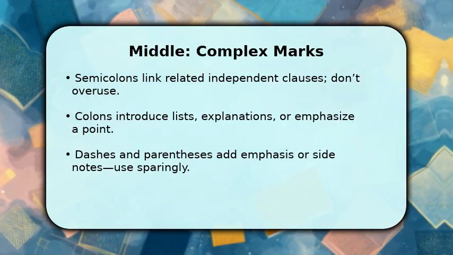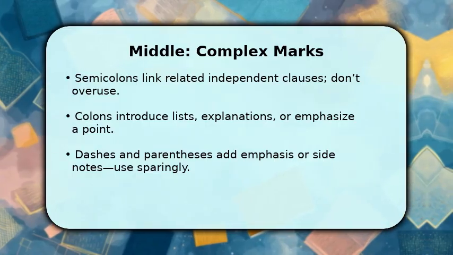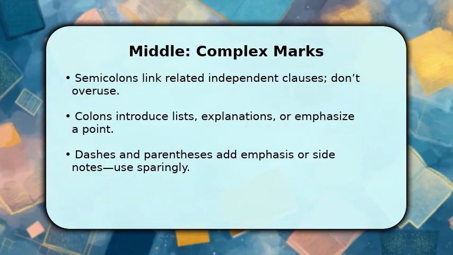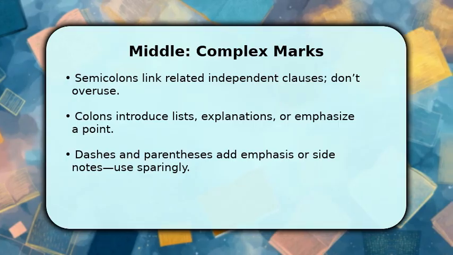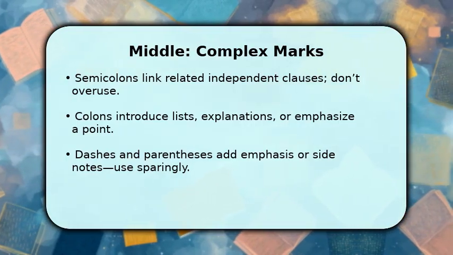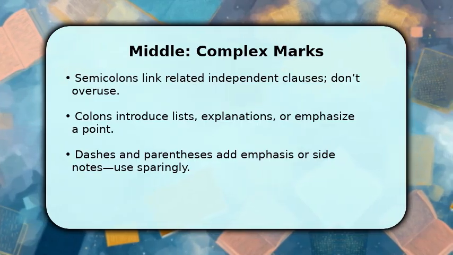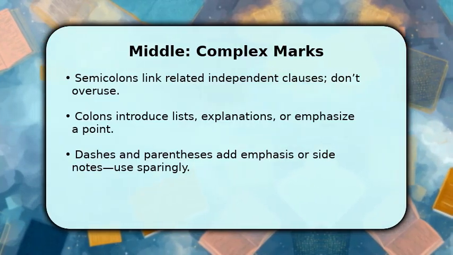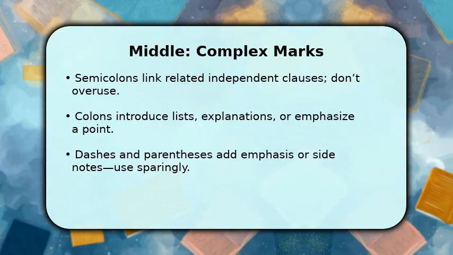Use a semicolon between related independent clauses when you want a closer link than a period. Use a colon to introduce a list or explain a preceding clause. Parentheses and dashes add asides or emphasis. Choose dashes for abrupt breaks and parentheses for supplemental info.